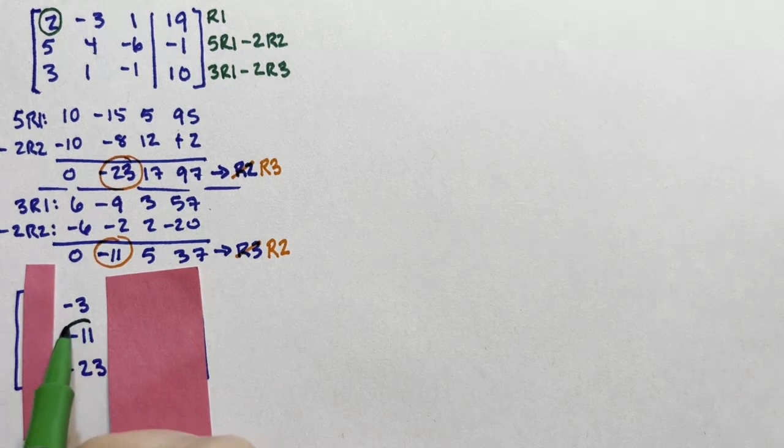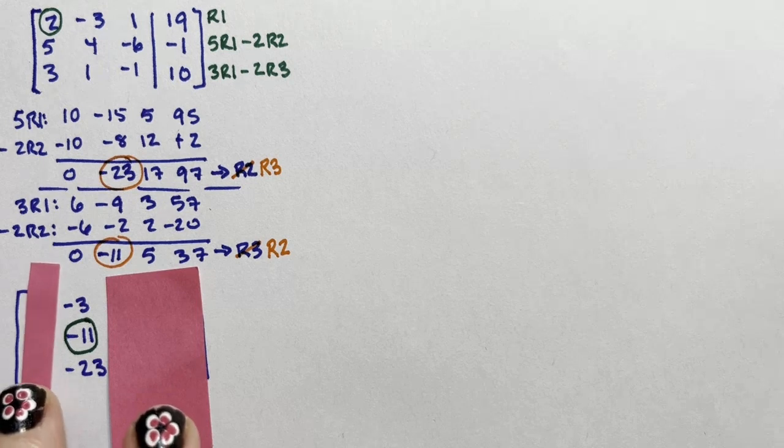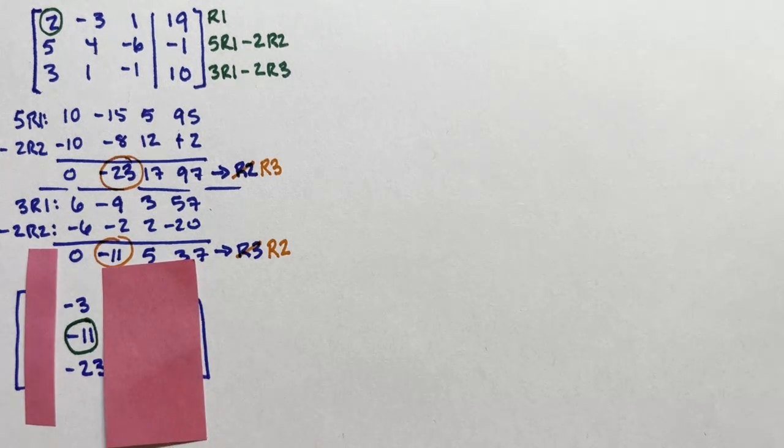In this negative 11, like I said, first pivot is first row, first column. Second pivot is second row, second column. And this is all I'm going to care about. And I'm going to use this negative 11 to do all of my pivots.